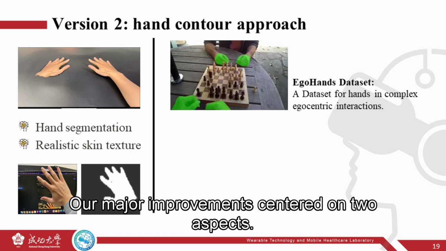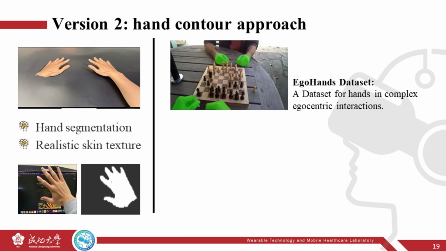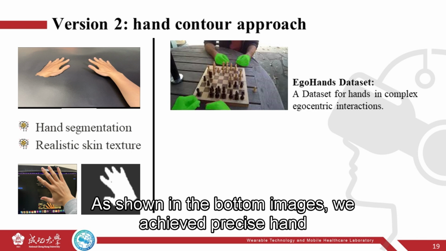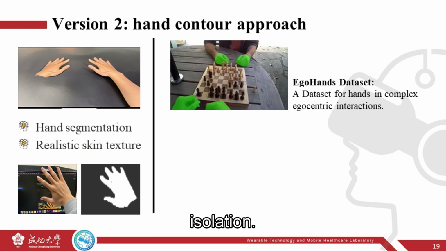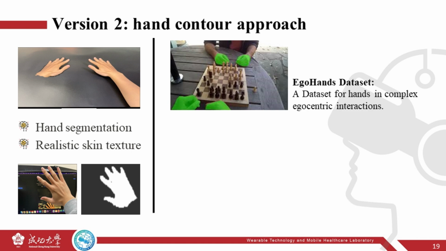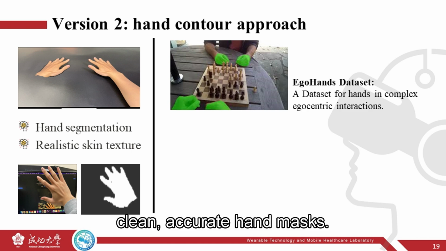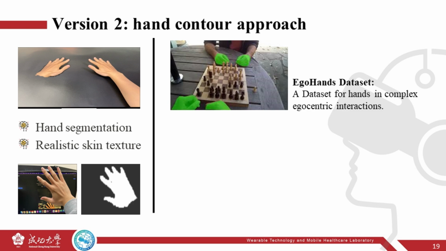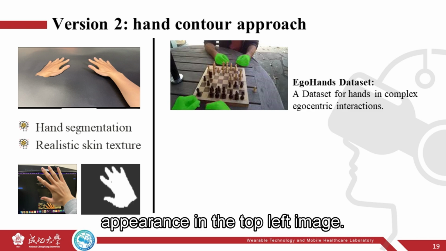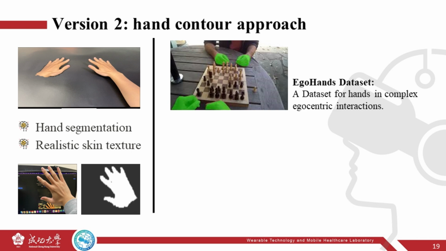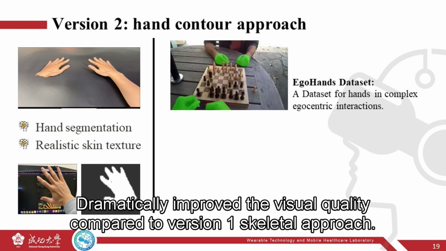Our major improvements centered on two aspects: advanced hand segmentation capabilities. As shown in the bottom images, we achieved precise hand isolation. The system could differentiate the hand from various backgrounds and generated clean, accurate hand masks. And implementation of realistic skin texture. Notice the natural appearance in the top left image. The system maintains visual fidelity during movement, dramatically improving the visual quality compared to the version 1 skeletal approach.